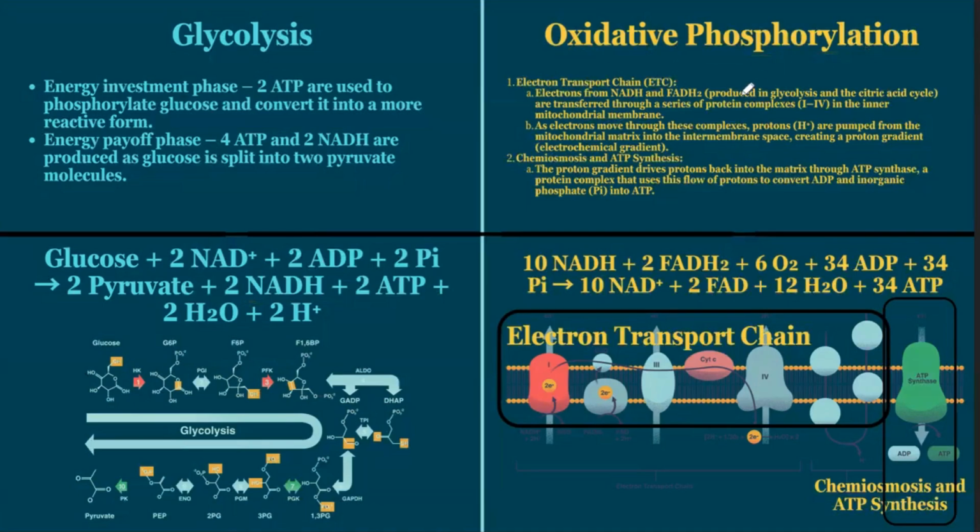Let me recap. So in ETC, or electron transport chain, we have some electrons from NADH and FADH that are produced in the first two processes in cellular respiration, and that's known as glycolysis and the citric acid cycle. Sometimes you'll see the Krebs cycle.